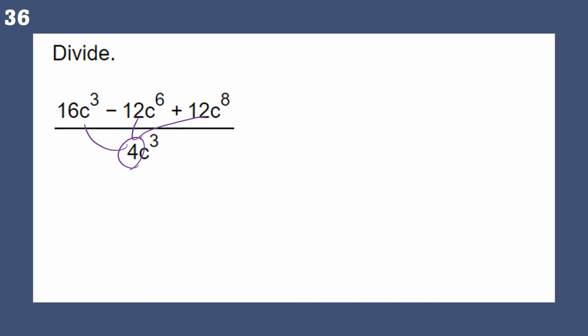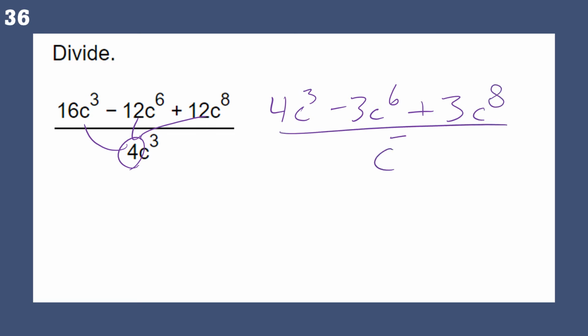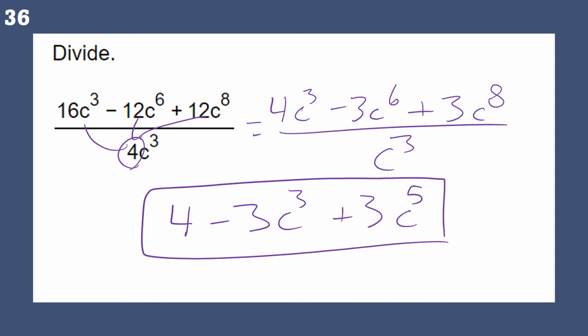I would end up with 4c to the third minus 3c to the 6th plus 3c to the 8th. Okay, that's if I just did the 4. Now, the other thing I'll try to do is try to take out the c's. Can I take 3 c's out of each of them, a c to the 3rd? Yeah, I can. In fact, this one's going to work out pretty nice, because I end up with 4 minus 3c to the 3rd plus 3c to the 5th.